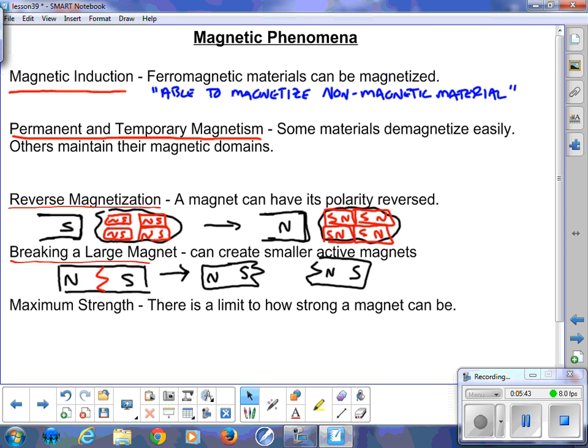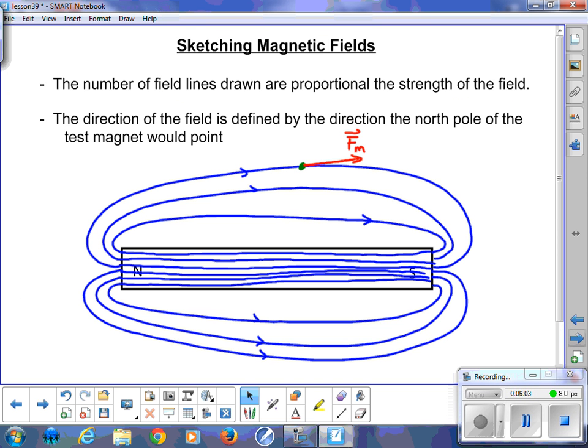We break it into chunks. We now have two smaller magnets with the north and south poles forming up. And finally, maximum strength. There is a limit to how strong a magnet can be, and we're going to talk about some of the characteristics here, or limiting factors, I should say.